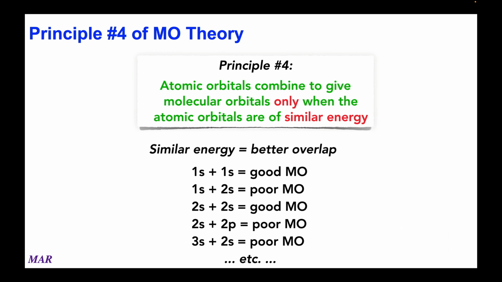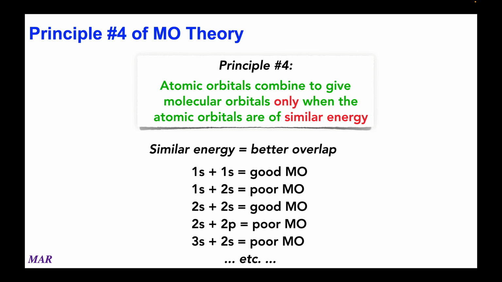If you have a 1s and a 1s atomic orbitals coming together, that's going to give you a great molecular orbital. But a 1s atomic and a 2s atomic orbital, not going to give you very good molecular orbitals because they're so far apart from each other. They don't mix very well. Now, 2s plus 2s is great. 2s plus 2p doesn't do a good job. 2p plus 2p would be great, but 3s and 2s doesn't give very good ones, etc., etc. So we're only doing up to neon because that's 2p plus 2p, 2s plus 2s, and 1s plus 1s.